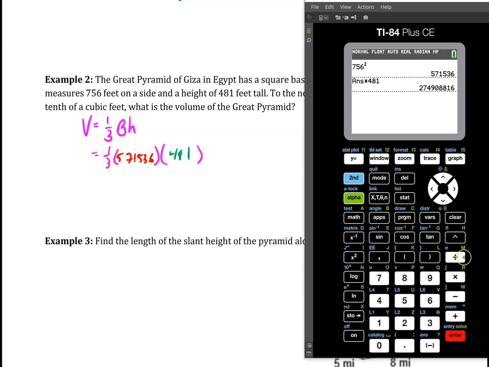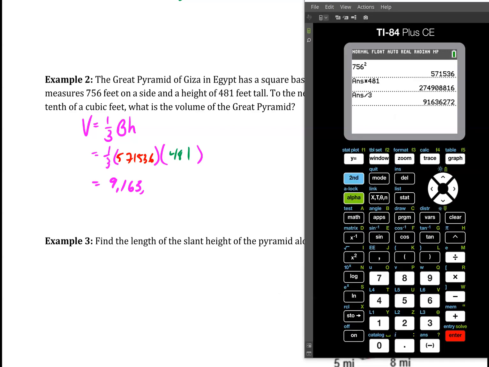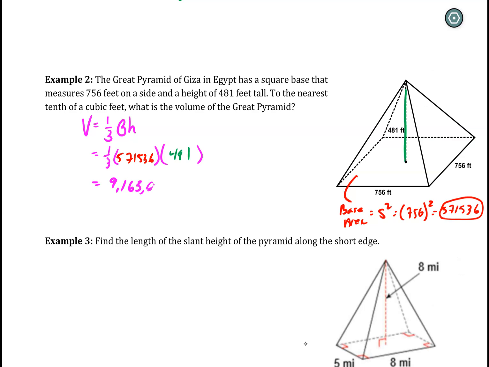Multiplying by a third or dividing by 3, same thing. So in this case, I get a volume of 91,636,272, and this is feet cubed. So that would be the answer in this question.